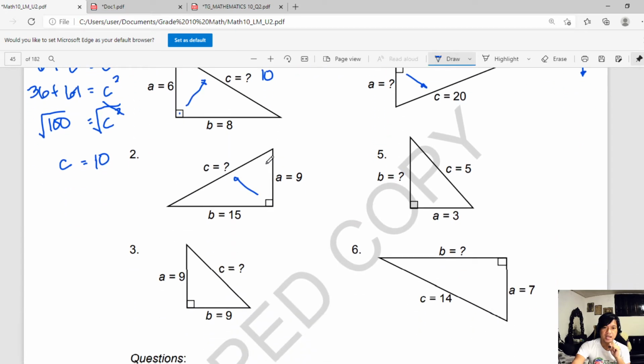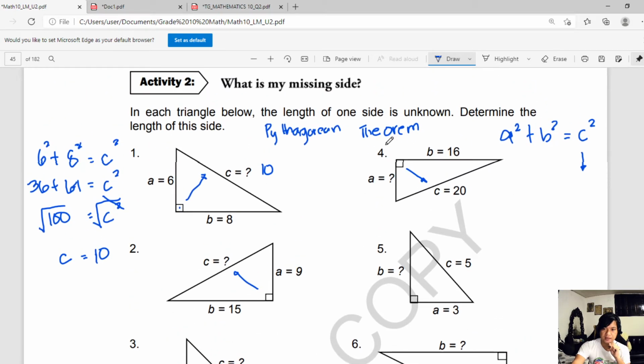So, let's try number 2. The missing side here is C again. Let's try another one. Number 4 na lang.